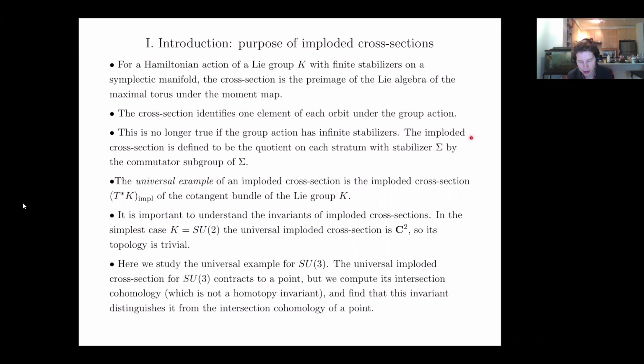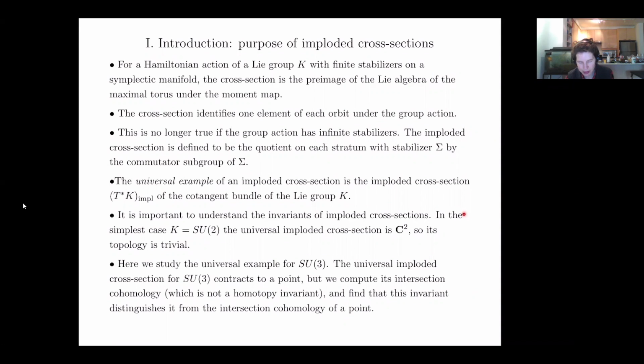The imploded cross section is defined as the quotient on each stratum by the commutator subgroup of the stabilizer of the action on that stratum. So the universal example of an imploded cross section is the imploded cross section of the cotangent bundle of the Lie group. And we can look at some invariants of imploded cross sections.